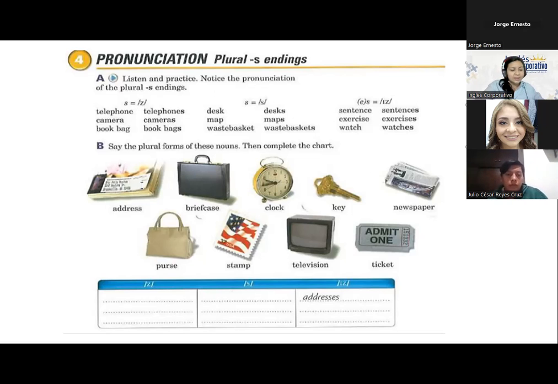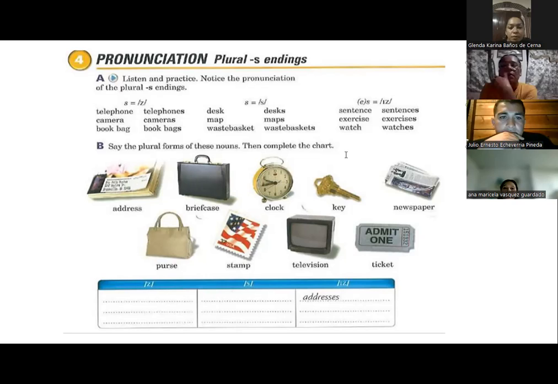Now here we have different words. Can you tell me what is the pronunciation of the plural S ending of address? Addresses. Briefcase? The plural? Briefcases. Clock? Clocks. Key? Keys.